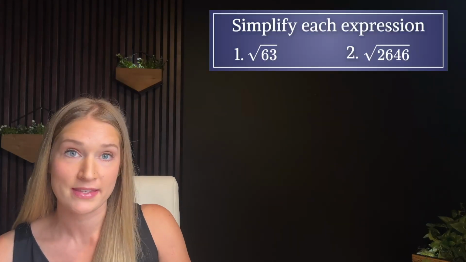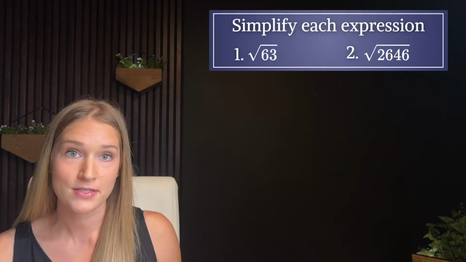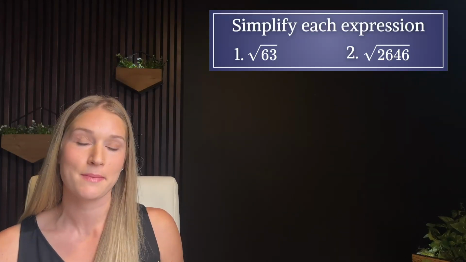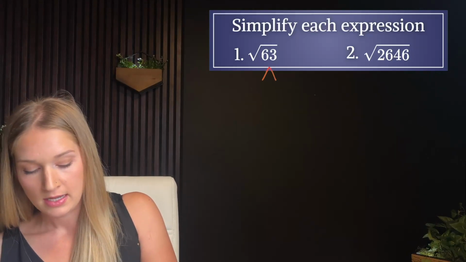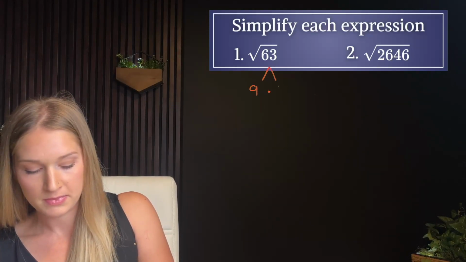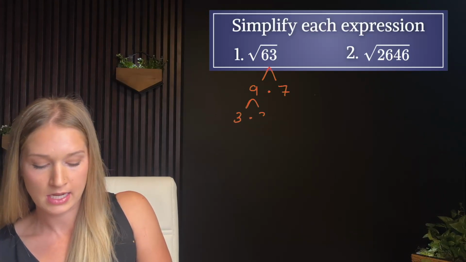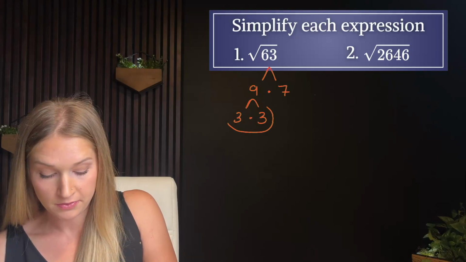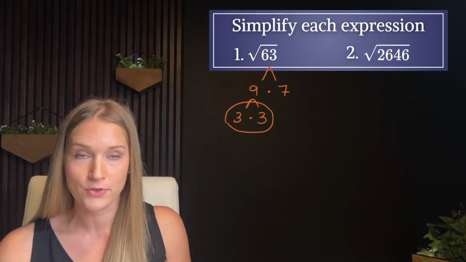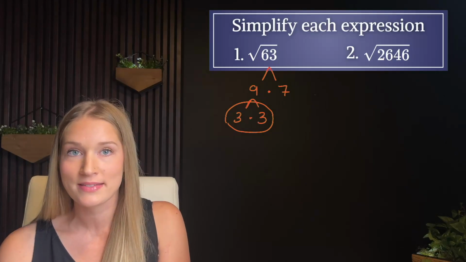So let's simplify these two. First thing I'm going to do is take my 63 and factor it. This is a square root, so I'm going to look for things that pair up in groups of 2. When I factor my 63, I have 9 times 7, and then that 9 breaks down into 3 times 3. So I do have a pair of 3's, and just like in the last example, a pair of 3's means that it gets to come out of the radical as a single 3.